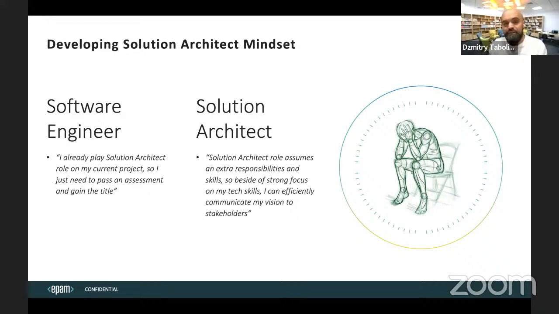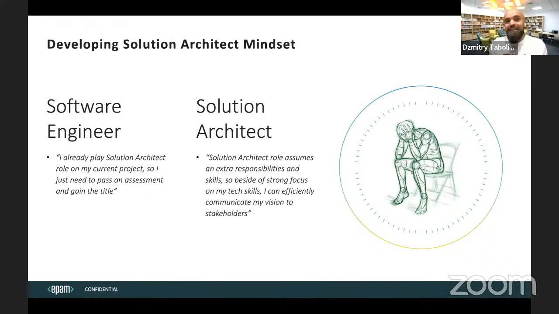Again, it's all about the mindset and the way you approach problem solving. And here, I already played the architect role in my project, so it's just a promotion for me. But as I shared from the very beginning, it's really difficult to make a mind shift from software engineer to solution architect. And it's not about the title. It's not like if you passed an assessment today or were promoted today, overnight you will become the solution architect, right? Unfortunately, it doesn't happen that way in practice.